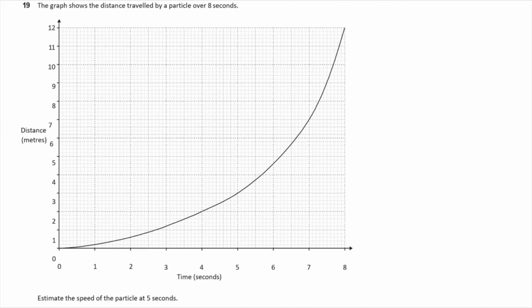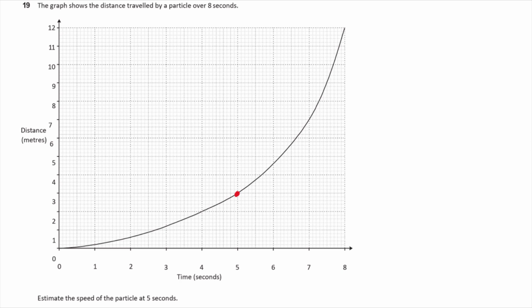Question 19. The graph shows the distance travelled by a particle over 8 seconds. And we've been asked to estimate the speed of the particle at 5 seconds. Now this is a distance-time graph, isn't it? So the speed is the gradient of the graph. Basically what we need to do is find the gradient of the graph at a time t equal to 5. So at this point here, how steep is this graph at this point?